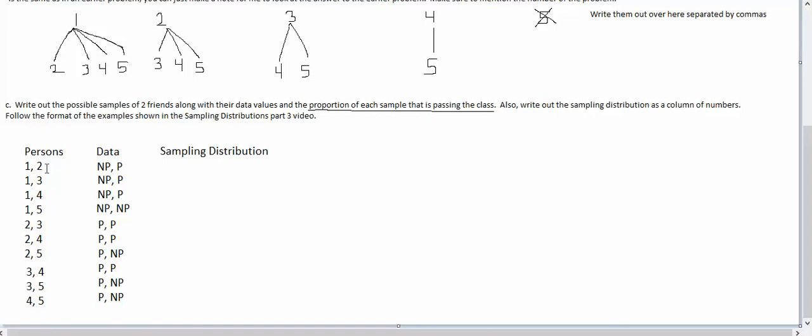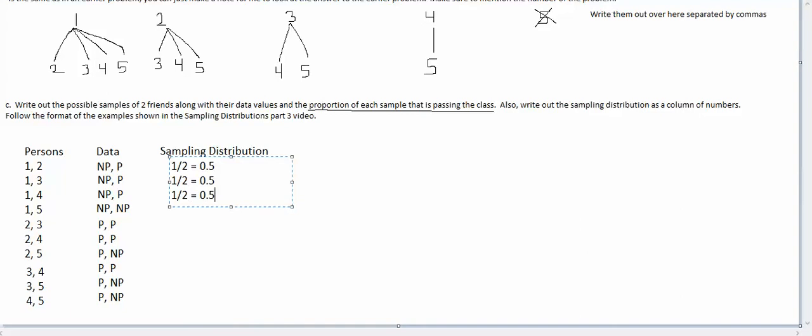So let's start with person 1 and person 2. In this group of 2 people, 1 person is passing and there's 2 people. So 1 out of 2 are passing. So what you would do here is 1 divided by 2, which as a proportion would be 0.5. So it's half passing. The same thing here. If it's an NP and a P, it's 1 person passing out of 2 people. So once again, 1 out of 2 is 0.5. The same thing here. And just keep going down.